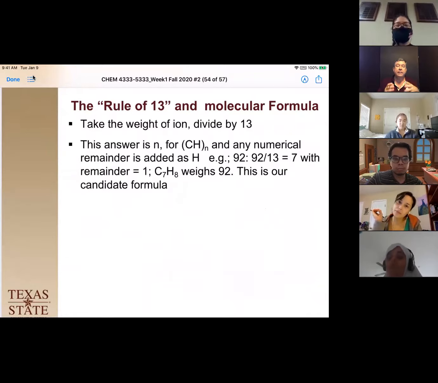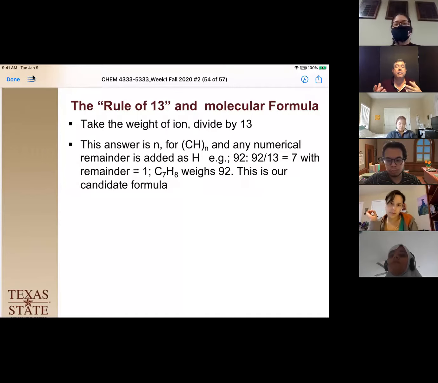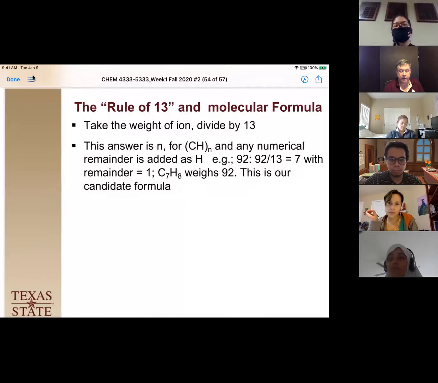So the next thing is, how do we get to our empirical formula to begin with, okay? And just if we have a mass spec and it only gives us our molecular ion peak, we can try to back calculate out some plausible molecular formulas for that system just by doing what we call the rule of 13. Okay. So the rule of 13 is we would take the weight of the ion and divide it by 13.